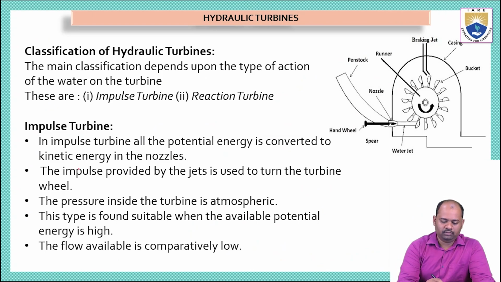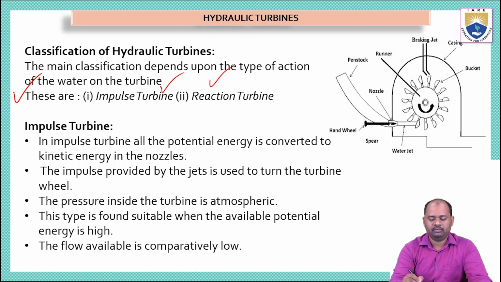And then we're going to see the first kind, impulse and reaction turbines. We'll try to understand what an impulse turbine is in this slide. In an impulse turbine, all the potential energy is converted into kinetic energy in the nozzle.